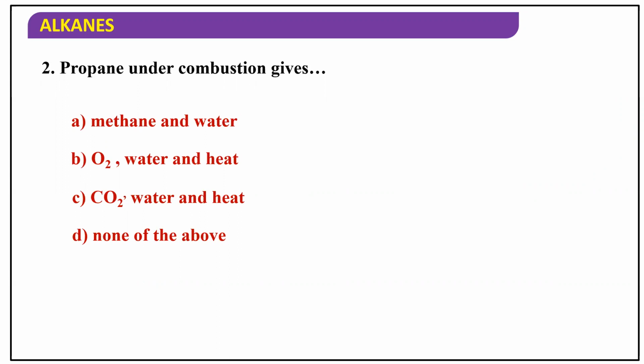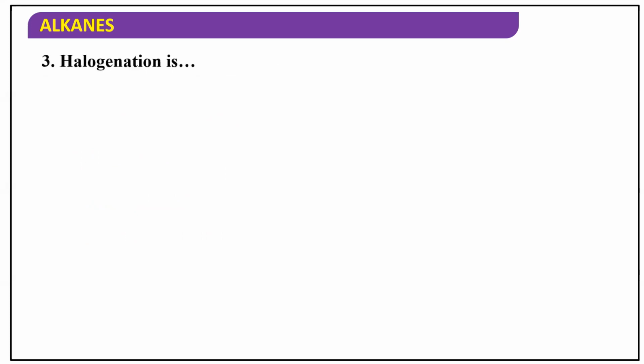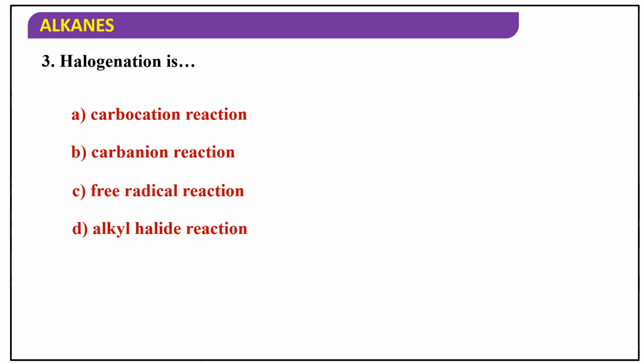But here it says under combustion. If they just mention combustion, it assumes that it is complete combustion. So complete combustion of alkanes gives us what? Yes, carbon dioxide, water, and heat. Halogenation is a carbocation reaction, carbanion reaction, free radical reaction, or an alkyl halide reaction. Halogenation was the first chemical property that we studied in the previous class. It's a free radical reaction. So pretty straightforward question out there.